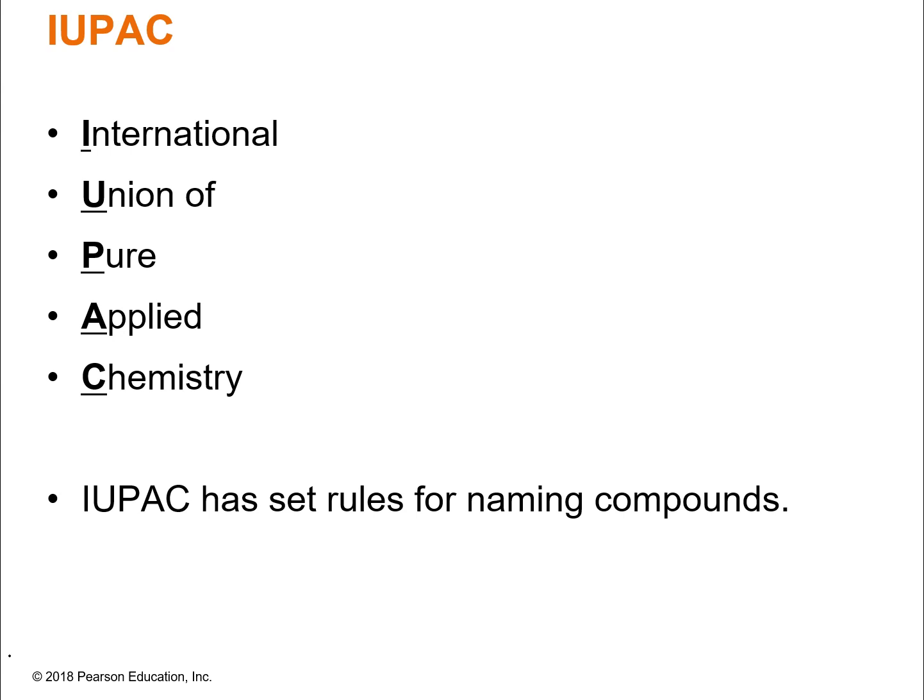So we're talking about the International Union of Pure and Applied Chemistry. They have a set of rules for naming compounds. These are the rules that we are using in this class. Yes, there are other naming rules. We're not talking about those. They're valid, but for the purposes of this class, in terms of assignments and exams, only the naming rules that we've covered are going to be considered correct.